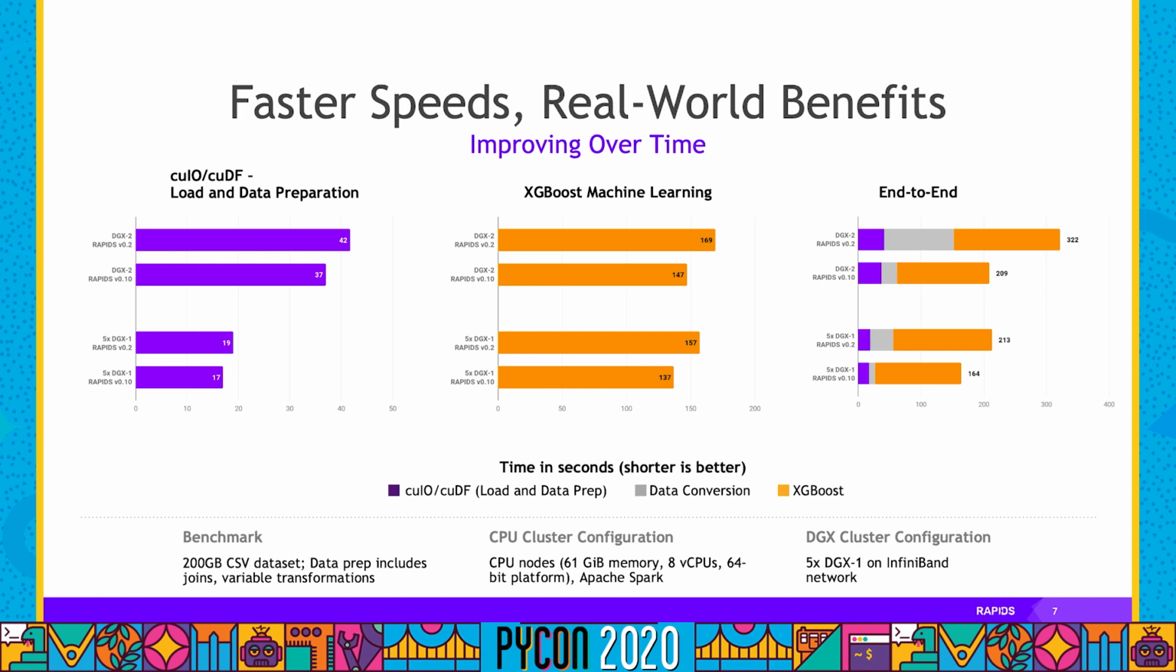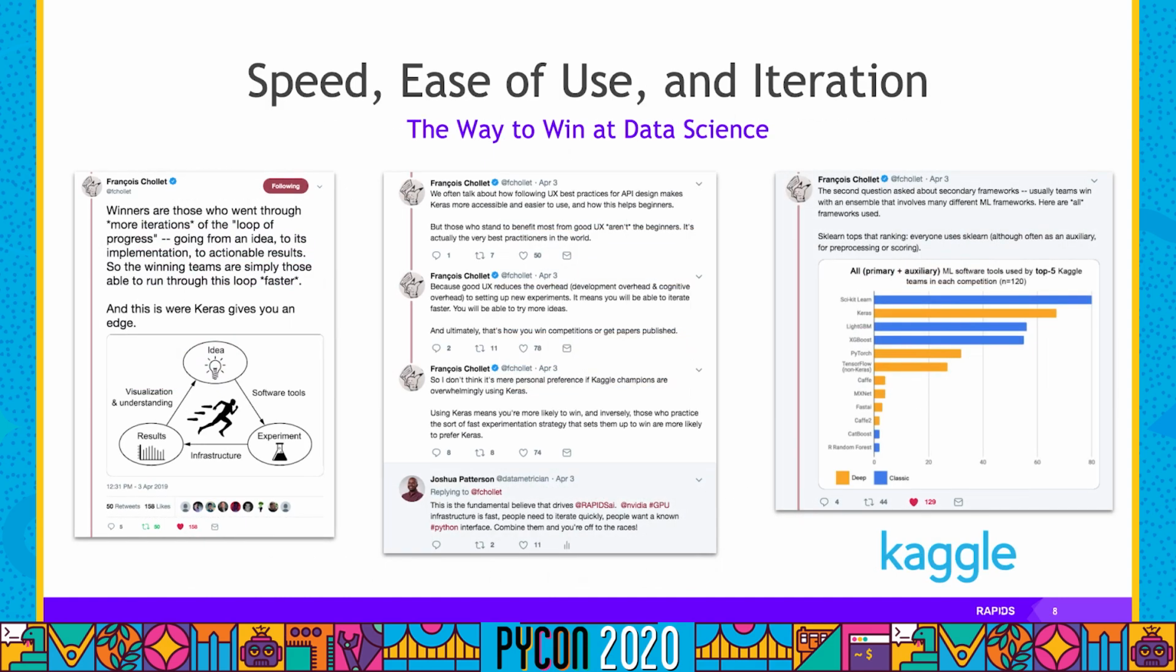Flash forward to Rapids version 0.10, which was 3 versions ago. We're on 0.13 as of this recording. We can now do that in 209 seconds, right? So shaving almost 120 seconds off of that. And this is really what Rapids is all about.